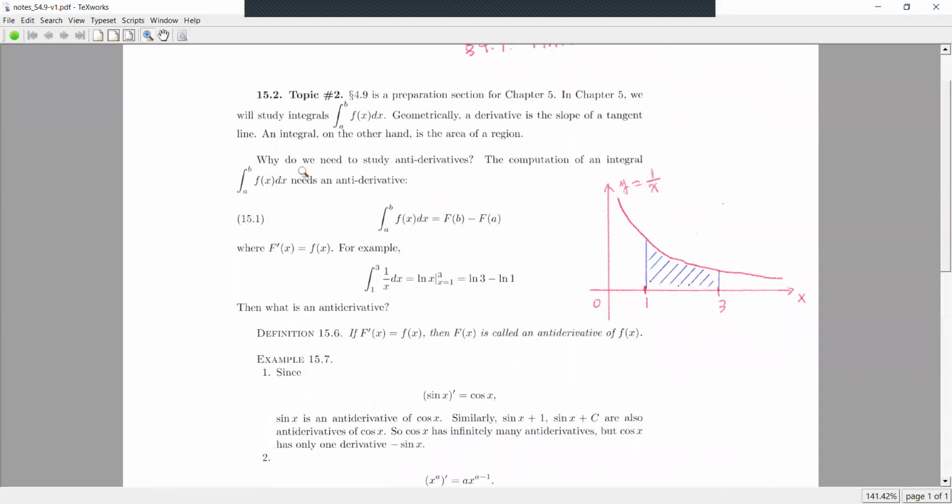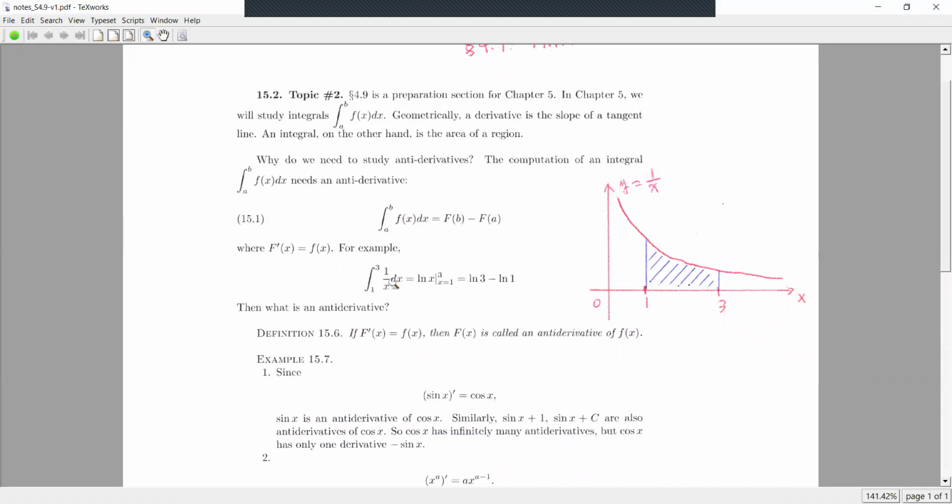Okay, then why do we need to study anti-derivatives? It is because the computation of an integral needs an anti-derivative. To compute an integral, we need to find one antiderivative of the function f. Let me denote that antiderivative by F. Then the integral is equal to F evaluated at the point b minus F evaluated at the point a.